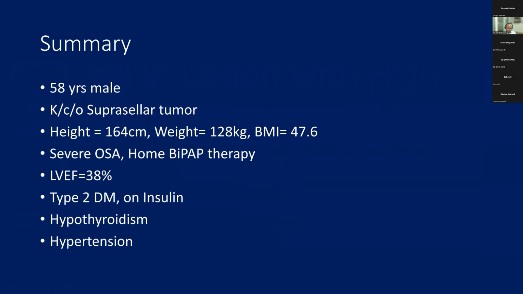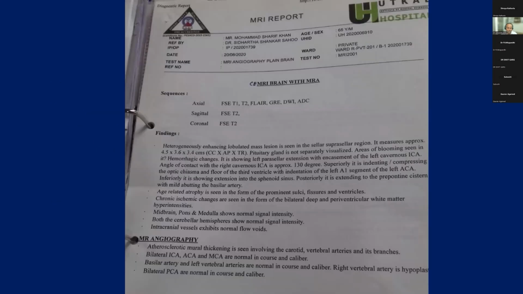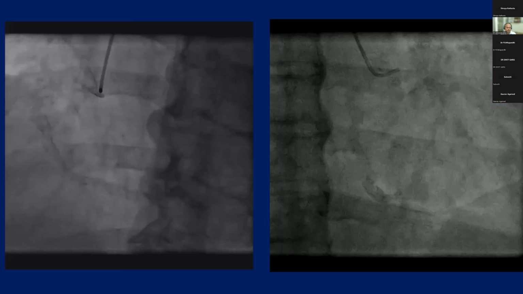His LVEF was 38%. He was diabetic on insulin. He had hypothyroidism, hypertension. So a lot of comorbidities. Basically morbid obesity, severe OSA, and LV dysfunction. This is the MRI of the brain showing the suprasellar tumor. Basically, he was being evaluated for the suprasellar tumor, and at that time, his cardiac findings were there.